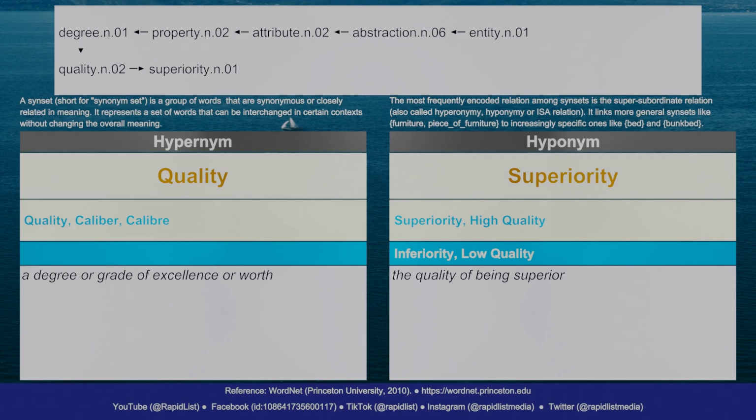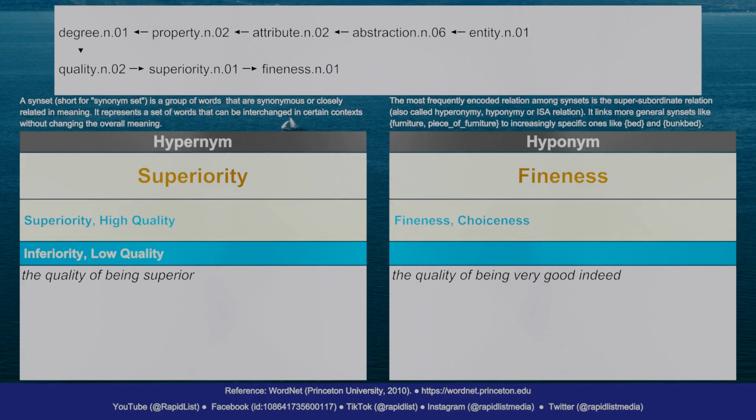Superiority. The quality of being superior. Fineness. The quality of being very good indeed. The inn is distinguished by the fineness of his cuisine.